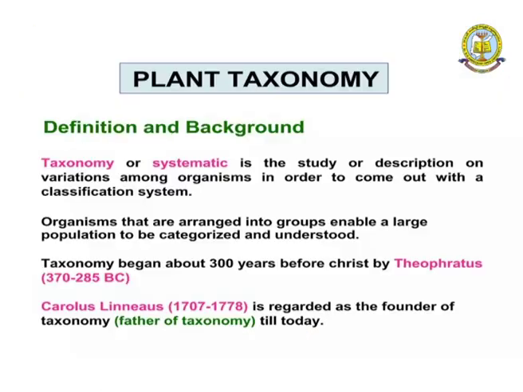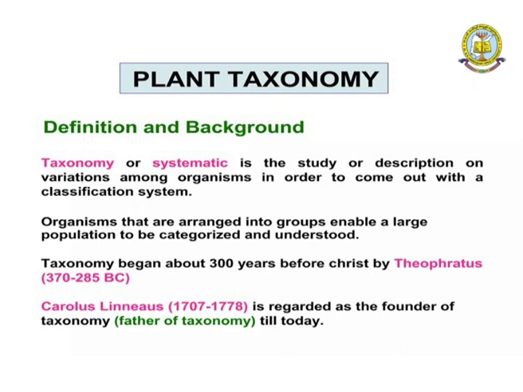Similarly, all the genera together with similar characters we call a family. Next comes order, then class, phylum and kingdom. So this is the order of classification in taxonomy. Before going further, what is the background of taxonomy? What is the definition of plant taxonomy?